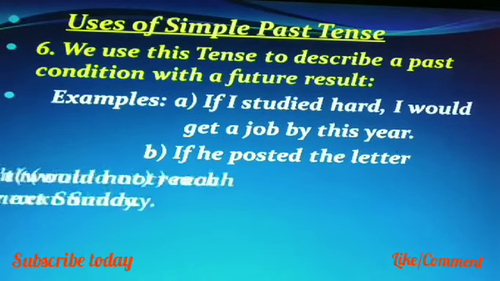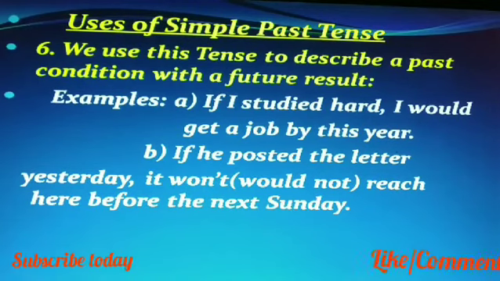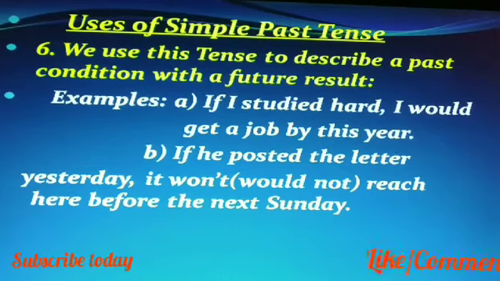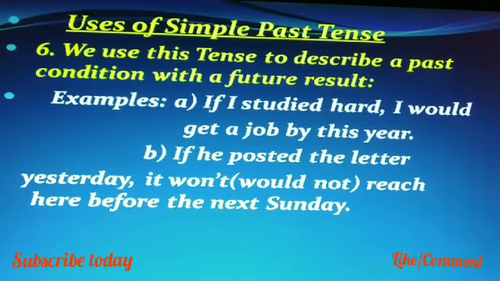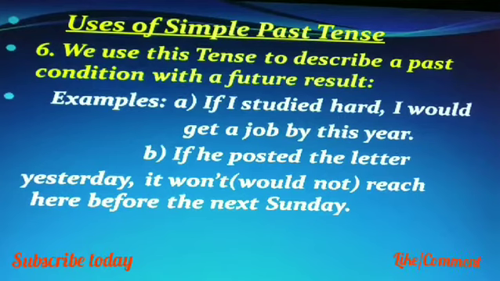If he posted the letter yesterday, it would not reach here before the next Sunday. That means he did not post it yesterday, he posted it much before that, so we will get it soon. It would not reach here before the next Sunday. Next Sunday is a bit away, that is in the future. Futurity, future time, would reach here, wouldn't reach here indicates futurity of time, and if clause indicates past action.